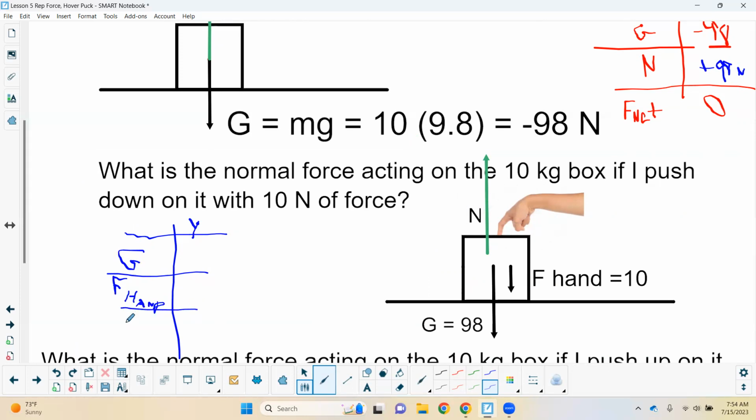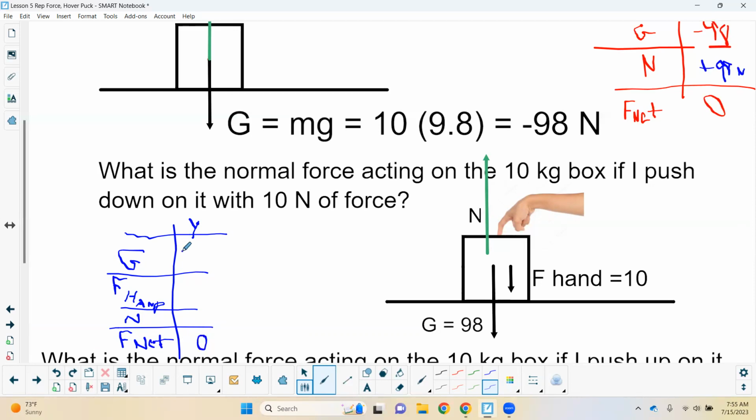And then we have the normal force. When we add all this together, we get the net force. Again, if you're thinking about this situation, this is balanced because the box is not accelerating, it's not speeding up, it's not slowing down, it's not changing direction. So the net force is 0.